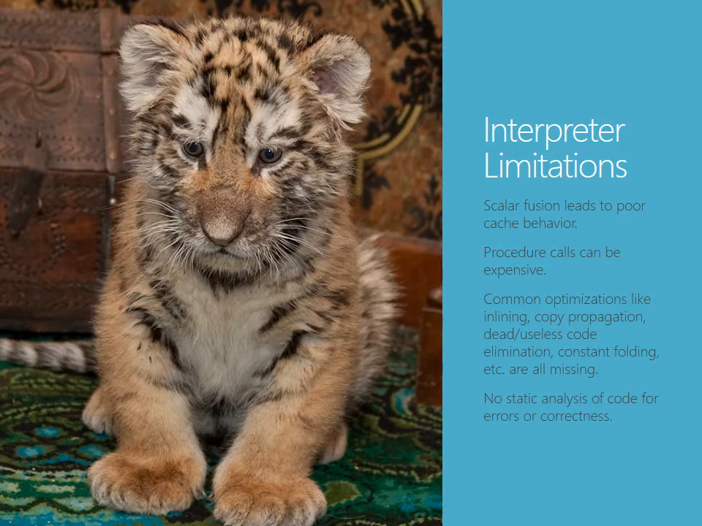And other sorts of analysis, like procedure calls and common optimizations that we get from compilers, just aren't available for interpretation. Things like copy propagation or constant folding, or even things like making procedure calls fast, is not an option for the interpreter. And we don't get any nice static warnings about potential errors in our code, such as simple things like trying to add a number to a character, if we have a compiler.